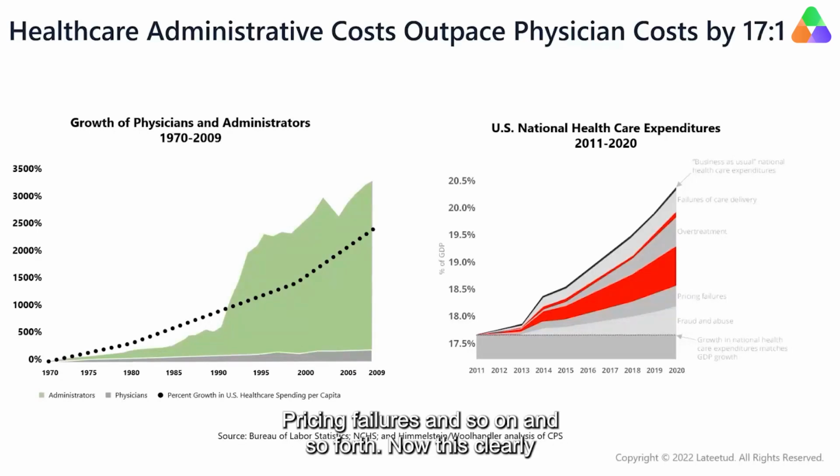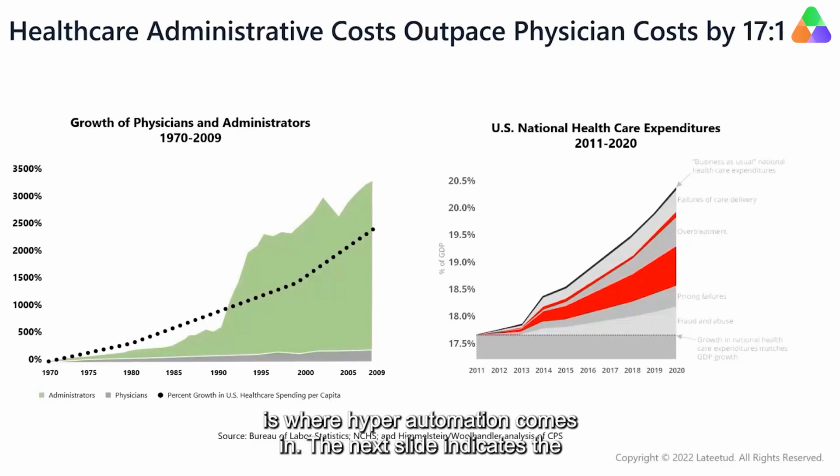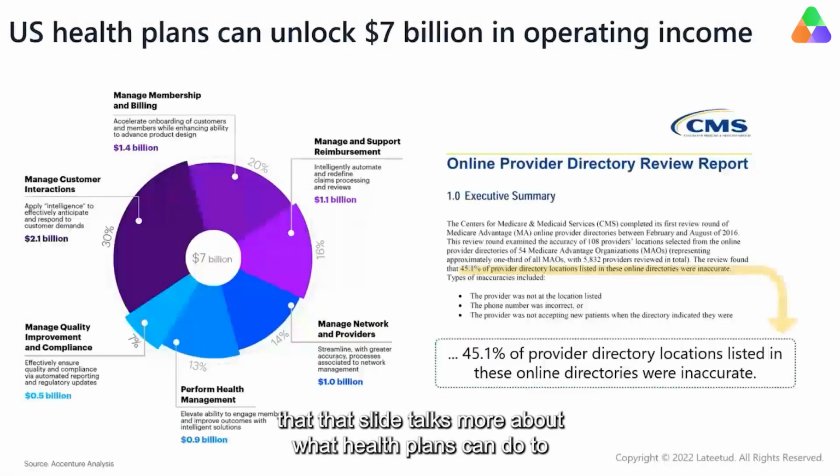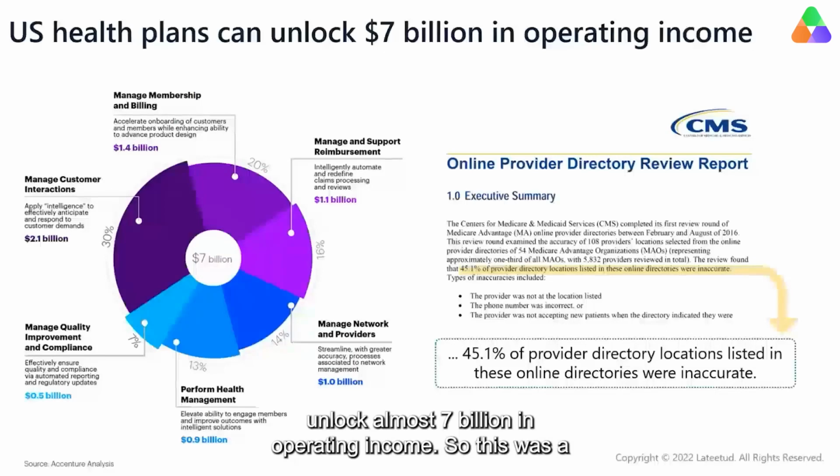Now, this clearly indicates that there is a huge potential for providers, for instance, and even pharmas to see how this entire cost within the healthcare sector can be reduced. And this is where hyperautomation comes in. The next slide talks more about what health plans can do to unlock almost 7 billion in operating income.